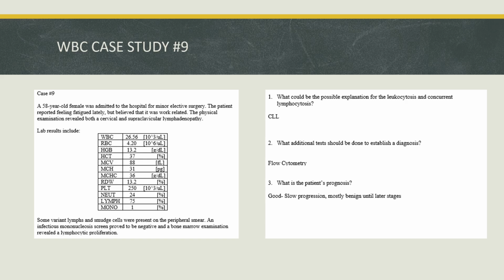They're going to look at those cell markers present on those variant lymphs. And then for the most part, this patient's prognosis would be good. They, for the most part, would have a slow progression. We would give supportive care as needed in the early stages, and then if the patient were to become symptomatic later on, they could be treated with chemotherapy just to knock that proliferative cell population down.